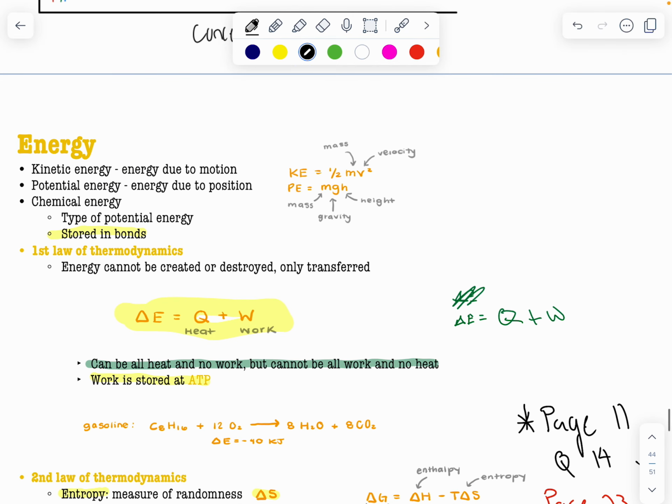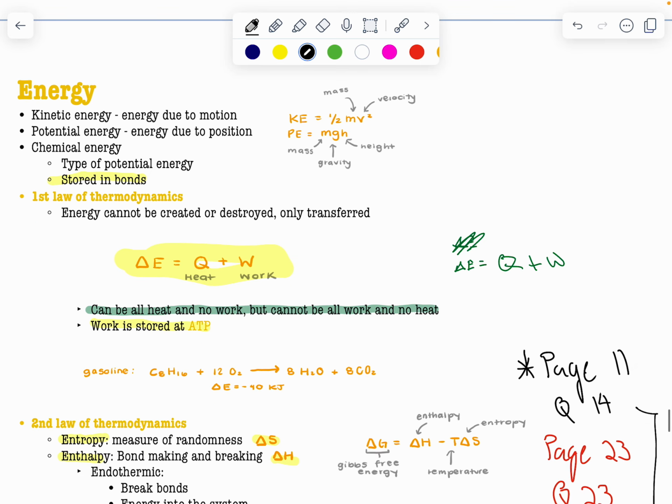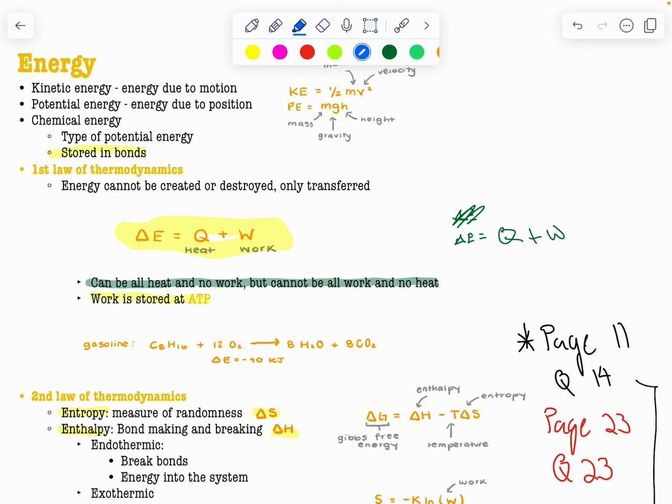So now we have energy: kinetic energy, energy due to motion; potential energy, energy due to position; chemical energy, a type of potential energy. I'm going to fly through this because we do have one major concept that we have to talk about, and this is all just spark words. So chemical energy, a type of potential energy, is stored in bonds. So this is where endothermic, exothermic values come into play with the energy stored within our bonds.